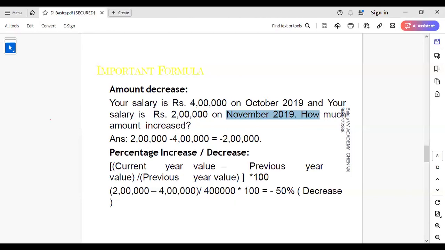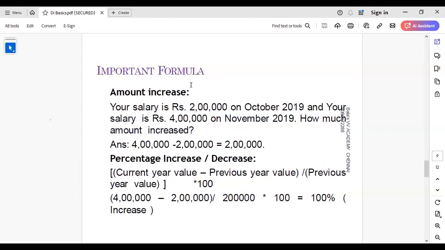The question may be anything like this. They may give you 2-year profits, 2-year sales, or 2-year admissions. Anything they may give, and they will ask you the percentage increase or decrease. Same formula. If the answer is positive, it means percentage increase. If the answer is negative, it means percentage decrease.